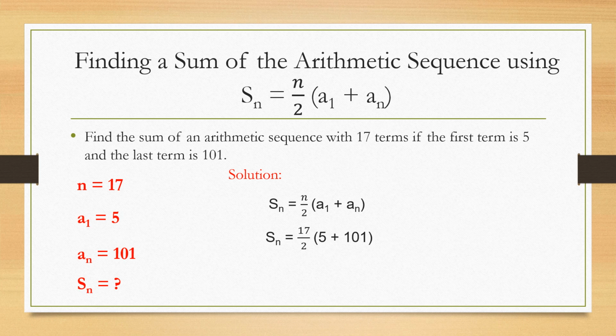So 5 plus 101, that is 106. In this case, class, we can still divide 106 by 2. So 106 divided by 2 is equal to 53. So copy the 17. So 17 times 53 is equal to 901. So thus, the sum of the arithmetic sequence is equal to 901.